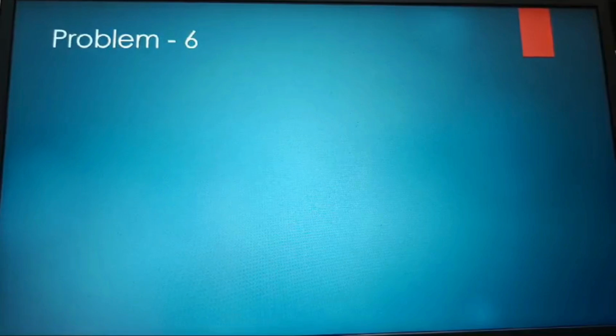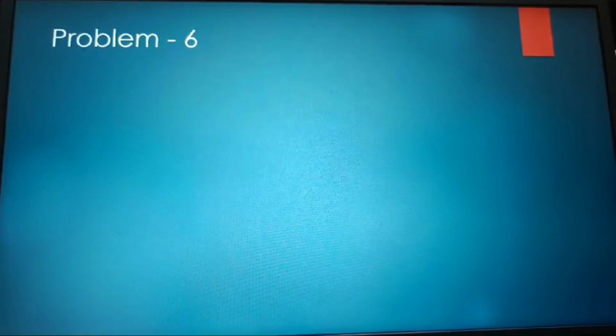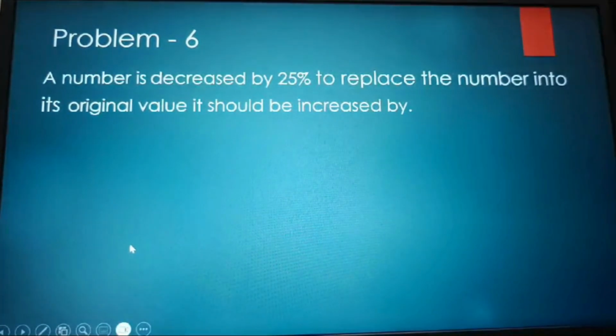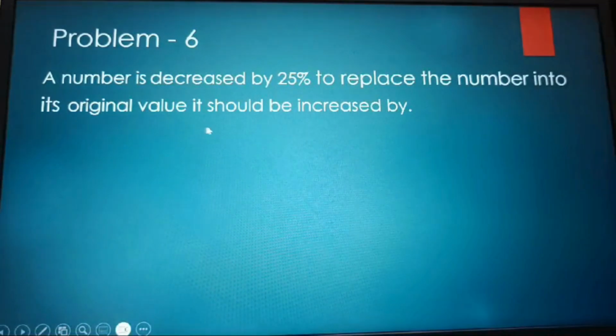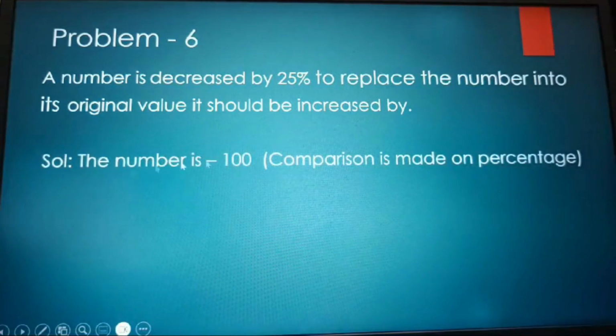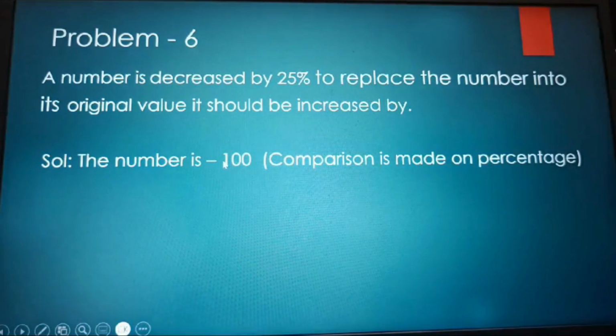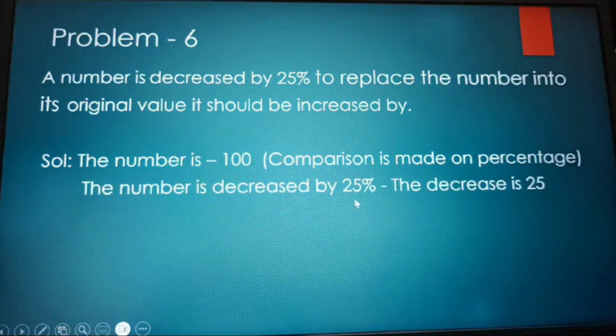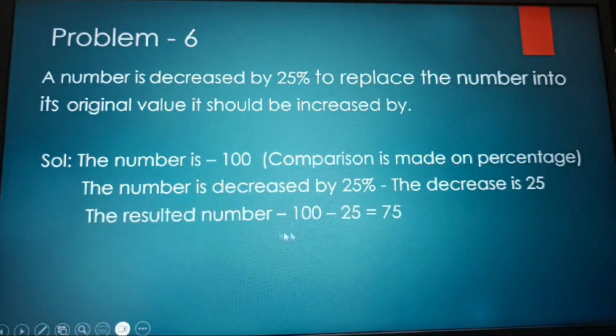Due to time factor, I am going to take the sixth problem as the last problem in this session. So see here what is the sixth problem. A number is increased by 25%. To replace the number into its original value, it should be decreased by how much. So here the comparison is going in terms of percentage. So the number is treated as 100. So it is increased by 25% means it is increased by 25 points. So the number becomes 100 plus 25, 125.